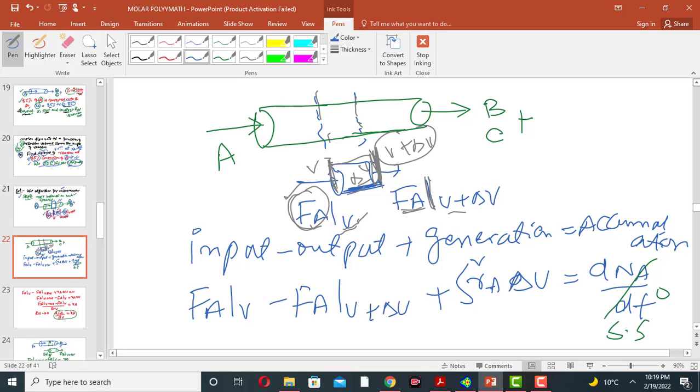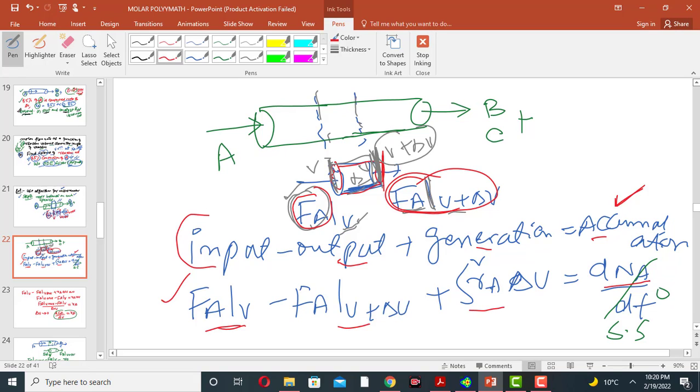Now the general mole balance equation is input minus output plus generation is equal to accumulation. This is the general mole balance equation. So this is the input of A, and this is the output. Input minus output plus generation is equal to accumulation. This PFR is at steady state, so the accumulation term will be 0.